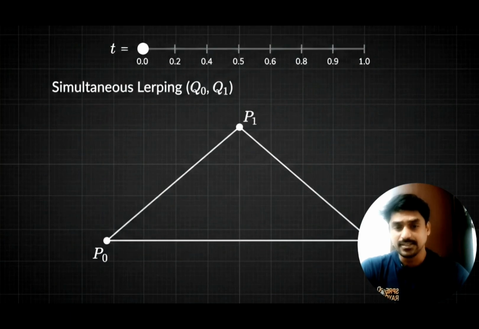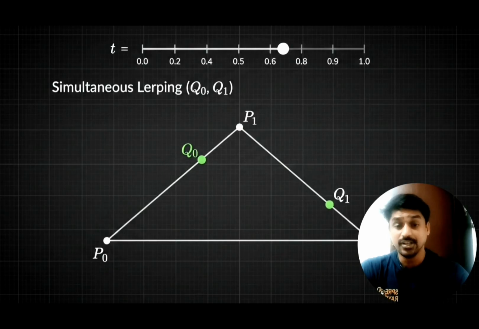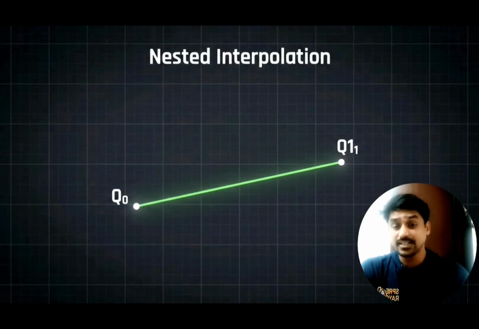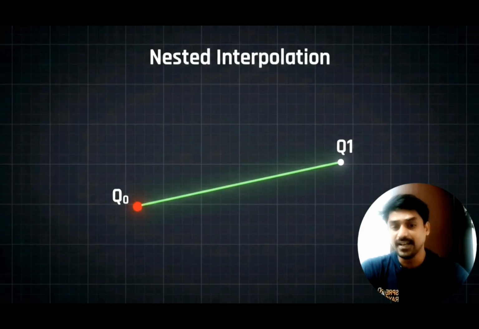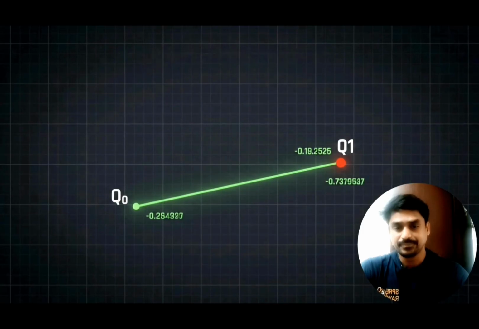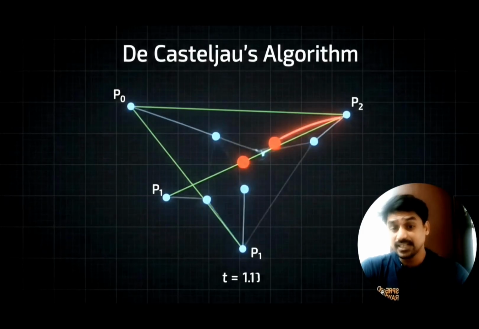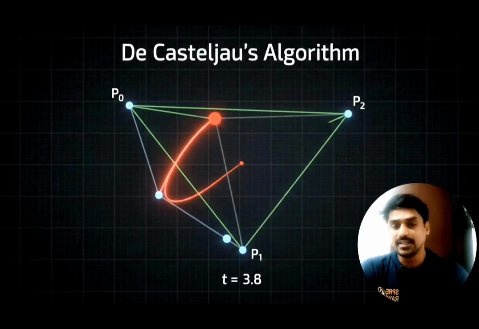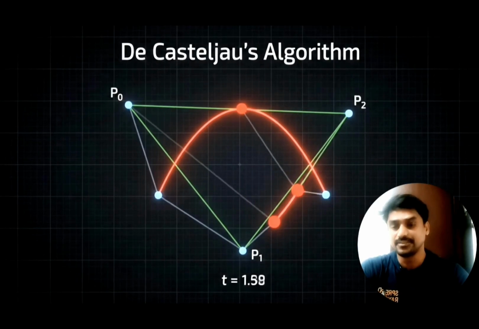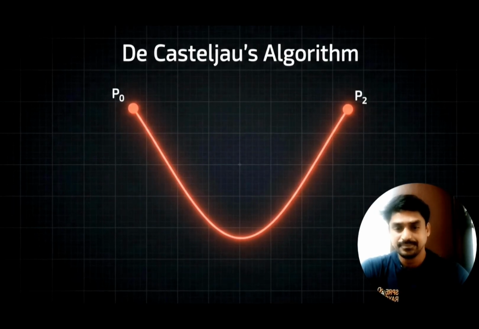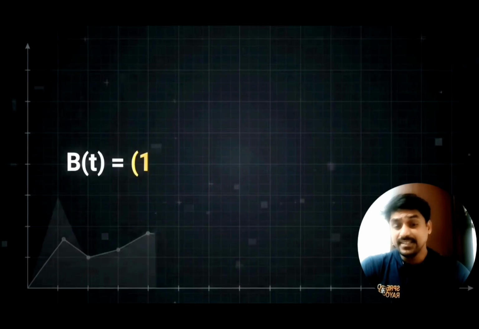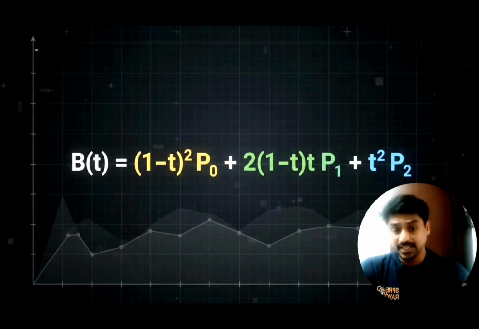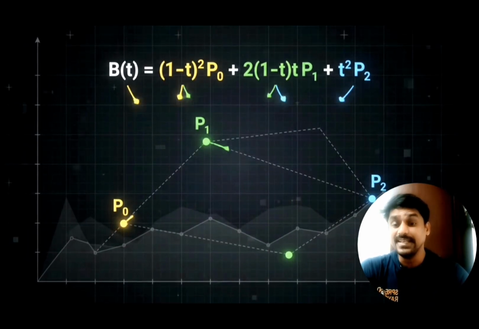As t advances, we perform a Lerp on the first segment to find Q0 and on the second to find Q1. Now we connect Q0 and Q1 with a new line and perform a third Lerp along that segment. The path traced out by this moving red dot creates a smooth quadratic Bézier curve. Expanding these nested Lerps mathematically gives us a quadratic polynomial in terms of t.